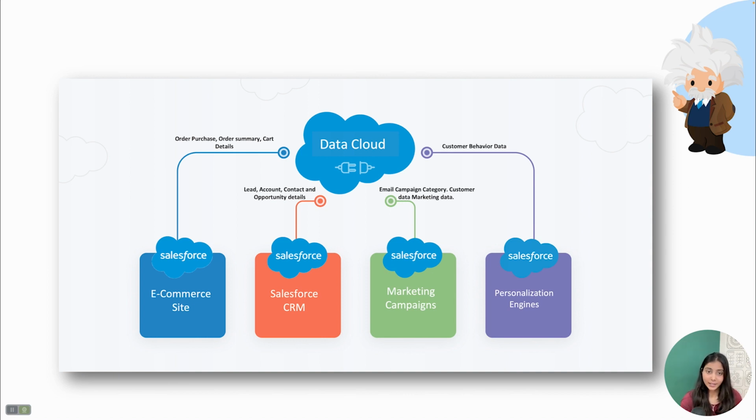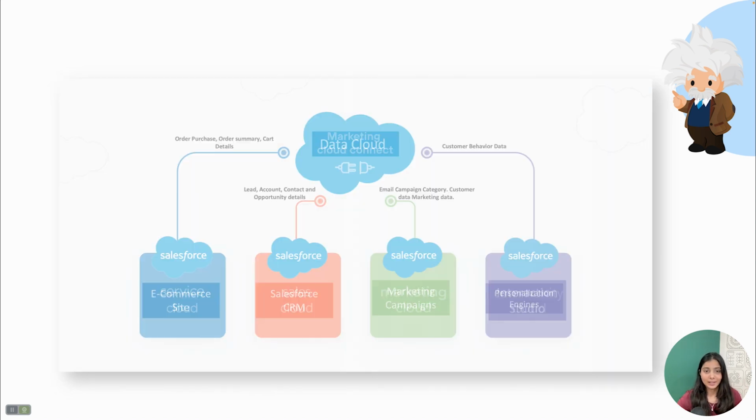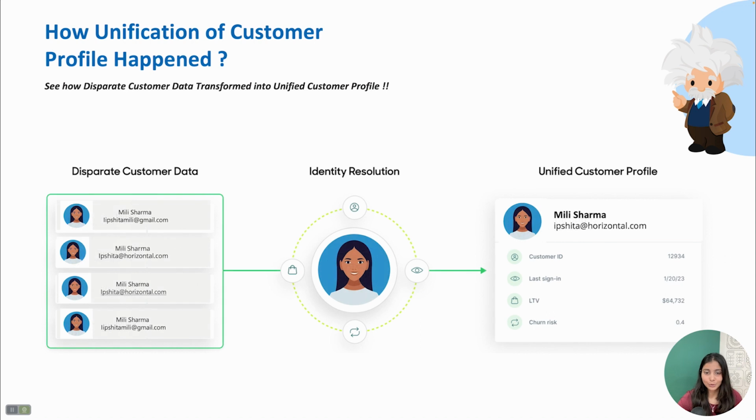So now when all the data is ingested into the Data Cloud, that's how Data Cloud showed its magic. With the help of identity resolution in the Data Cloud, Great Lakes was able to identify that Millie is the same person who was previously working with Acme and is now currently working with Horizontal Digital. It's like solving a puzzle and providing a big picture.